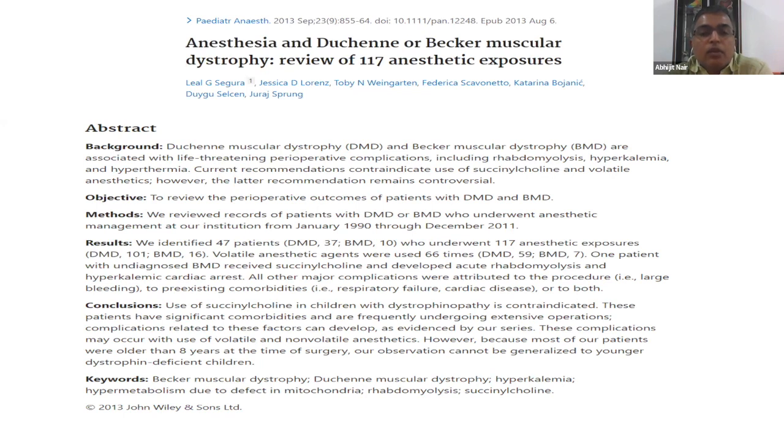It is impossible and it's unethical. But then what we have is a lot of case reports and case series. This is an interesting review of 117 anesthetic procedures in 47 patients with Duchenne's and Becker's, where they have concluded that use of succinylcholine is contraindicated.